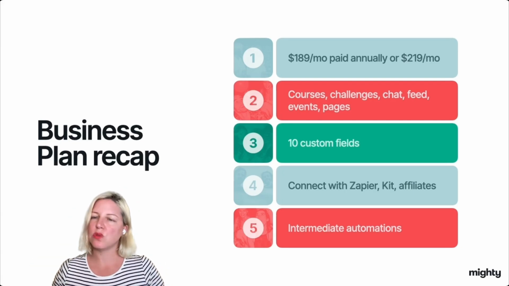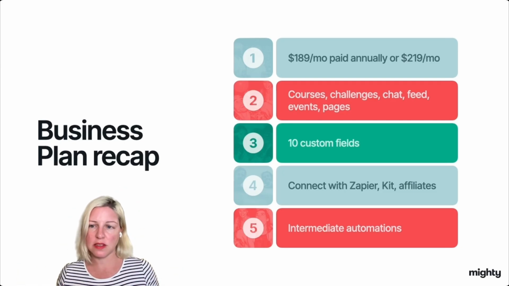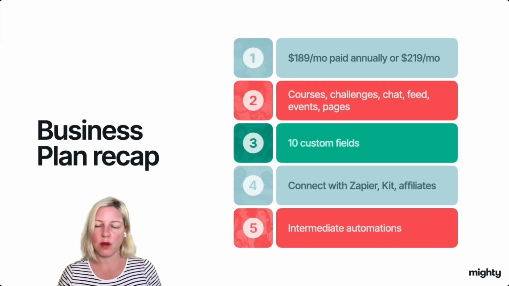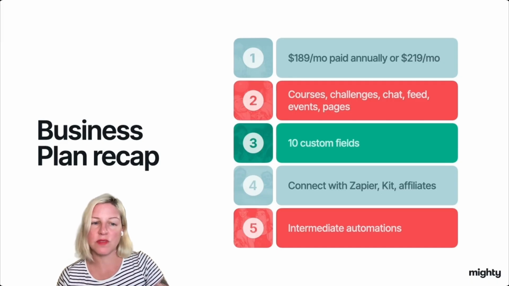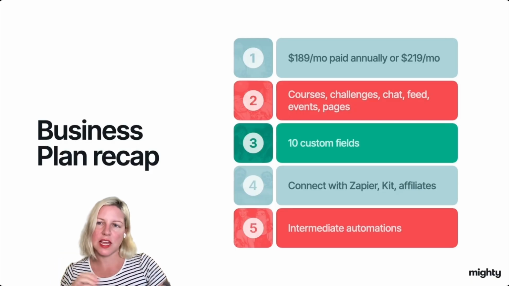You can have them in individual spaces, or you can have multiple features in a space, which is only on Mighty Networks. You can have 10 custom fields. You're going to want to max out those custom fields. They are awesome ways to get your members to learn more about each other.